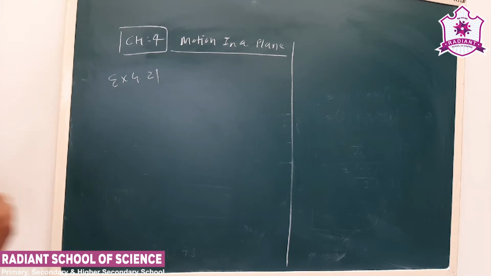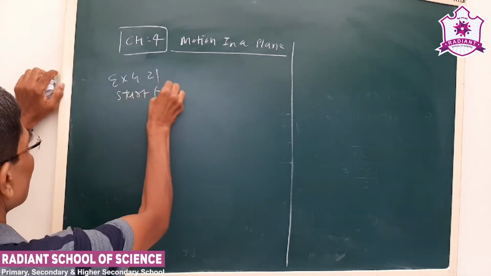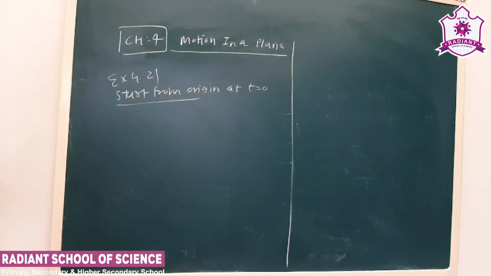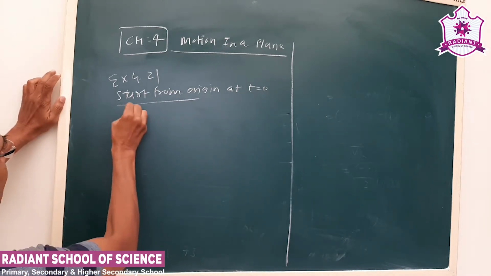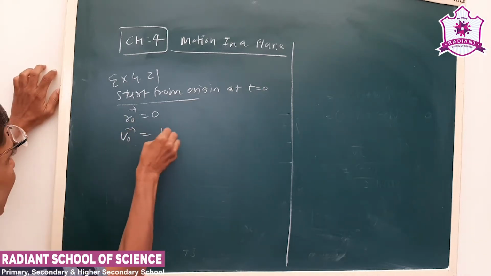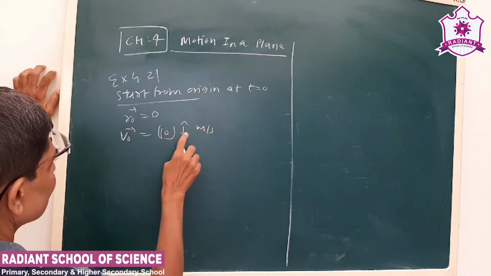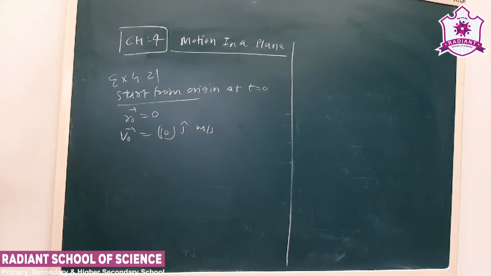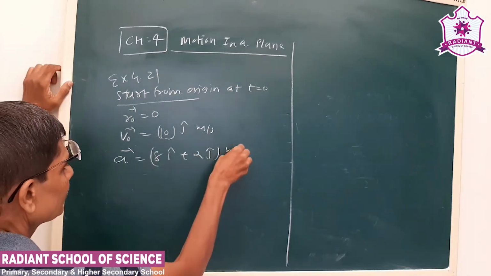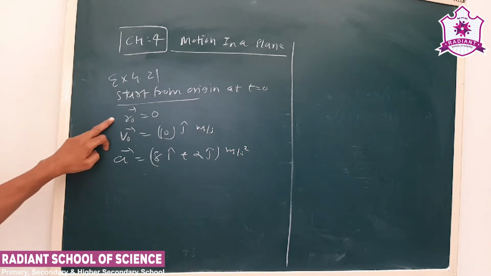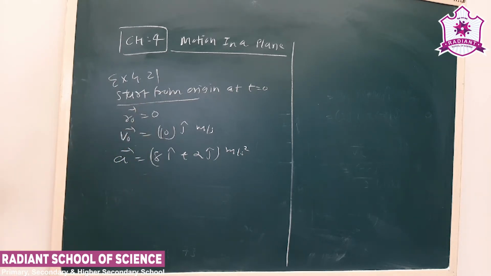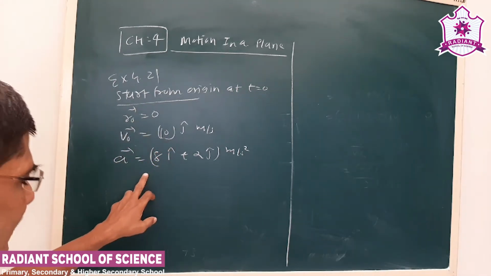A particle starts from the origin. That means the initial position vector, r0, is 0. The initial velocity, v0, is 10j, indicating that it is in the y direction. And the acceleration is 8i plus 2j meter per second square. So the initial position vector is given; it is starting from the origin, so r0 is 0. Initial velocity is 10j meter per second, and the acceleration is as given.